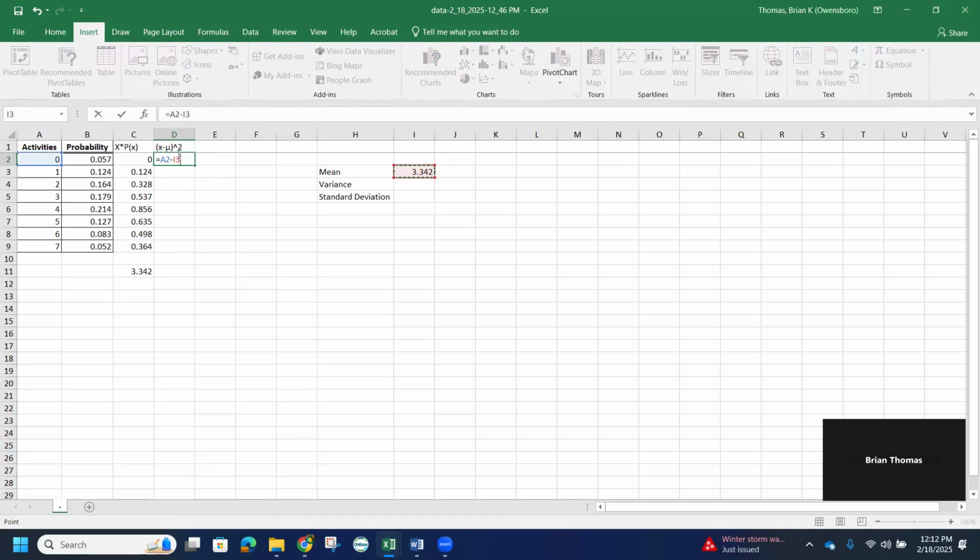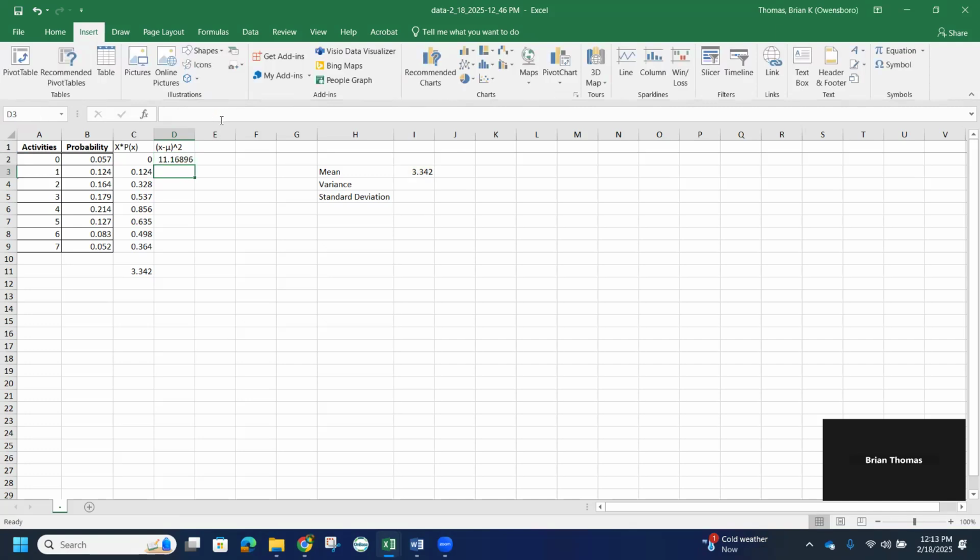So I need dollar signs here. So a dollar sign, like that. So that creates our x minus mu squared, and oops, I didn't square it. Sorry about that. So I need to put that in parentheses. Open parenthesis, close parenthesis, then square that.